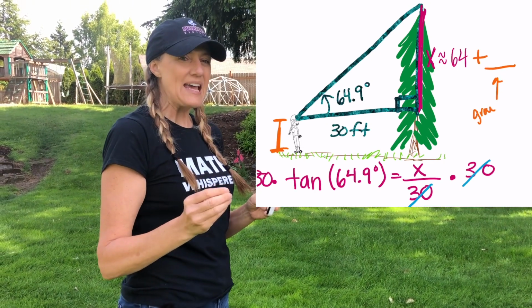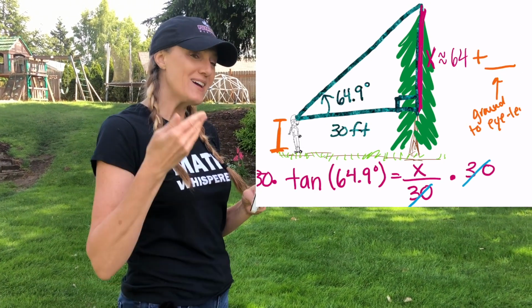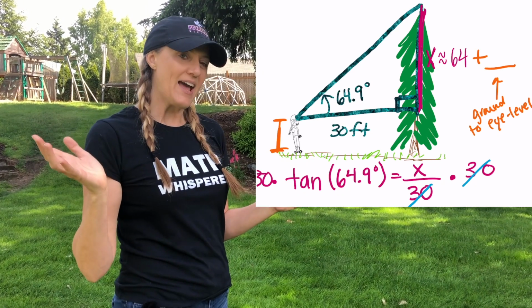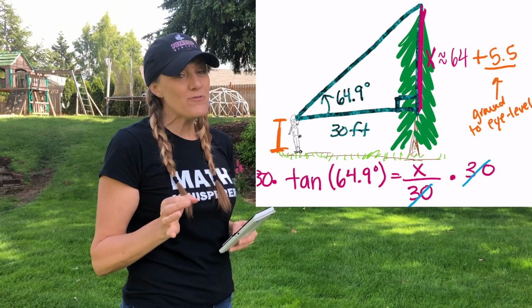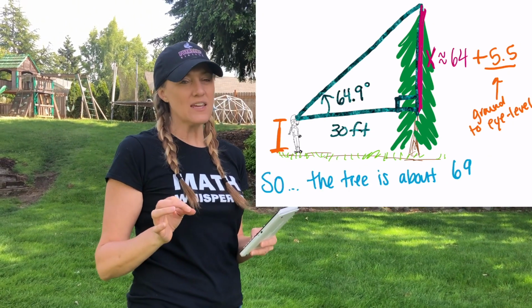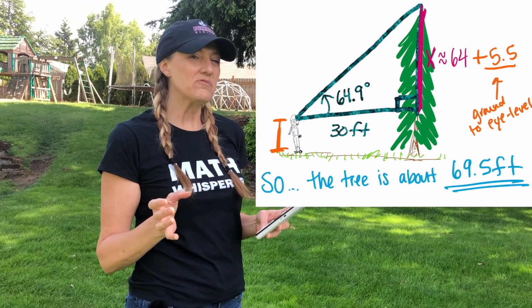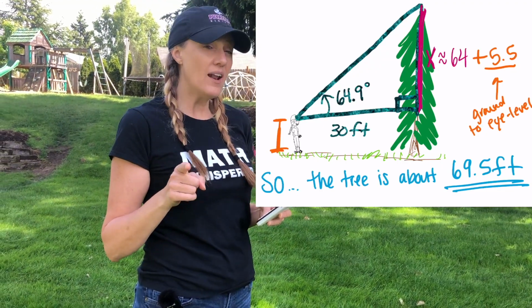So then I just need to add how tall I am from ground to eye level. And I'm about 5.5 feet from ground to eye level. Kind of tall. So that would be 64 feet plus 5.5 feet. So the tree is about 69.5 feet, 70 feet or so. Not bad.